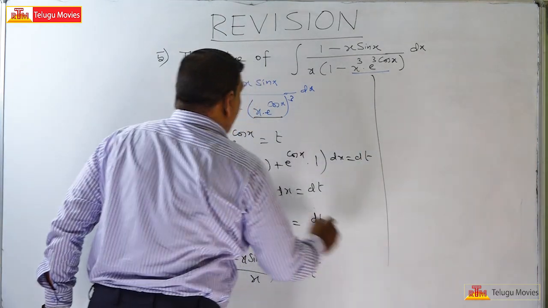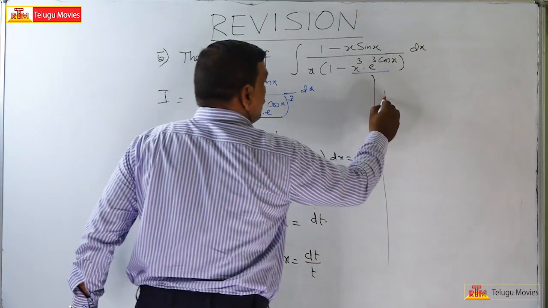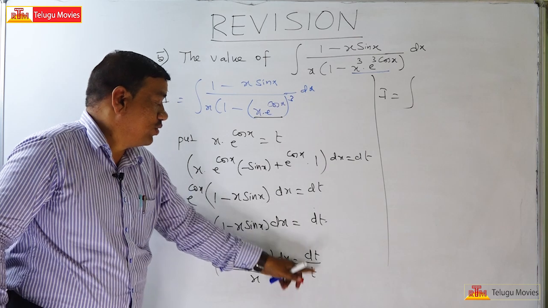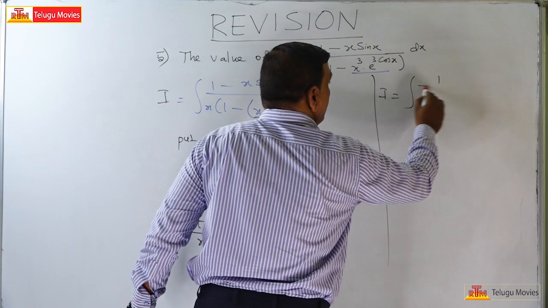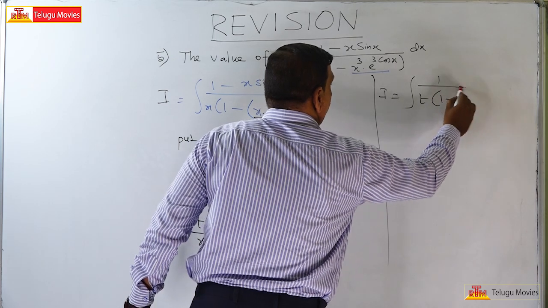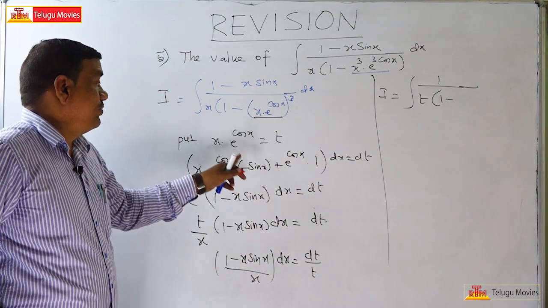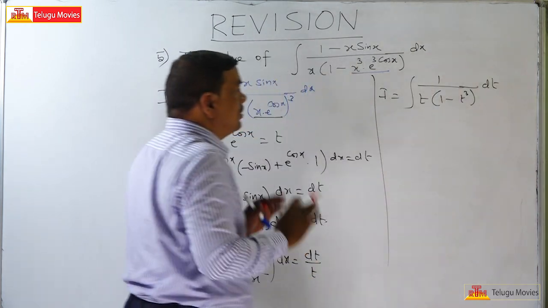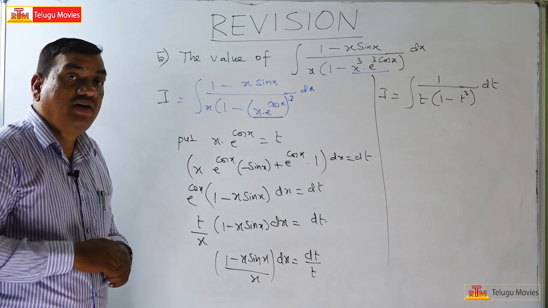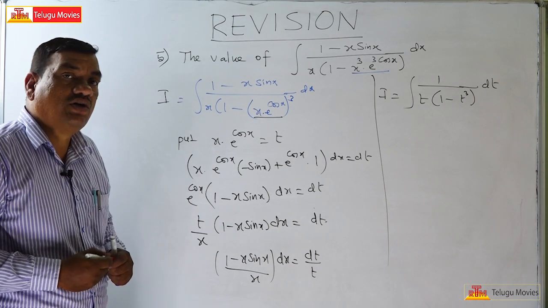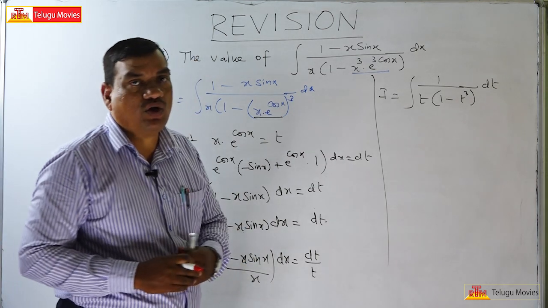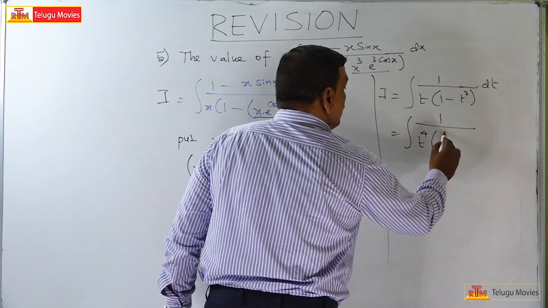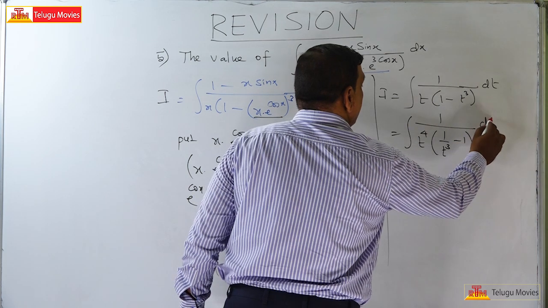So our problem I is equal to the integral of (1 minus x sin x) by x dx, which is dt by t, that is equal to 1 by t into 1 minus, this is already t, we have substituted, t cube dt. So now the total problem becomes in t. Let us take t cube common outside. This is 1 by t to the power of 4, 1 by t cube minus 1, dt.